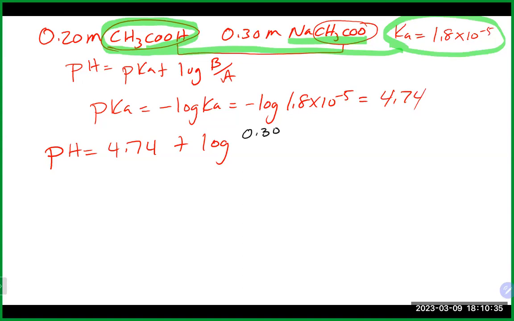And our acid, which is the one that should have the extra hydrogen and the Ka value, should go on the bottom. So you want to make sure you do not flip those around. We're going to take 0.3 divided by 0.2, take the log of it, add it to 4.74, and we're going to end up with a pH of 4.92 without the assistance of an ice table.